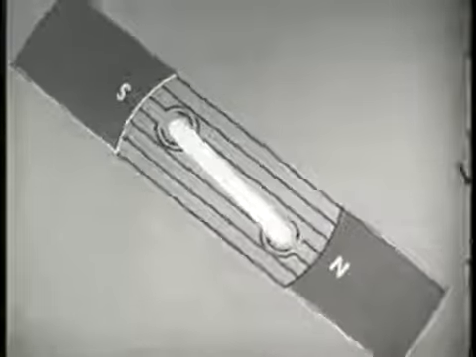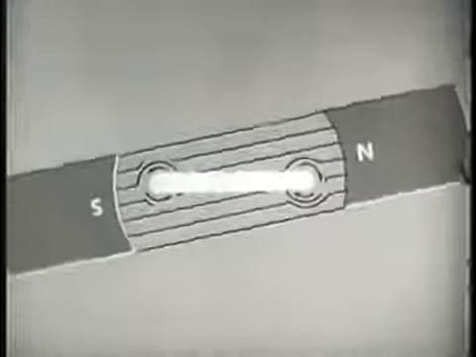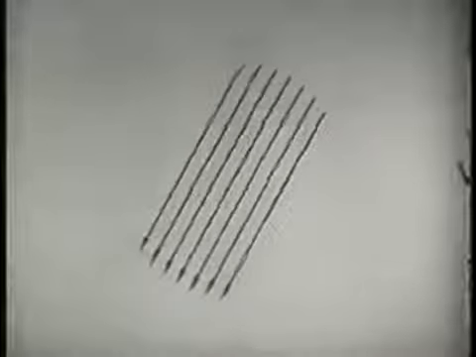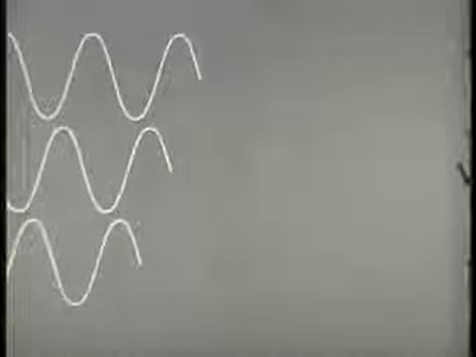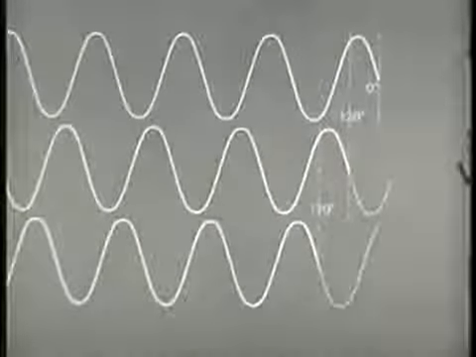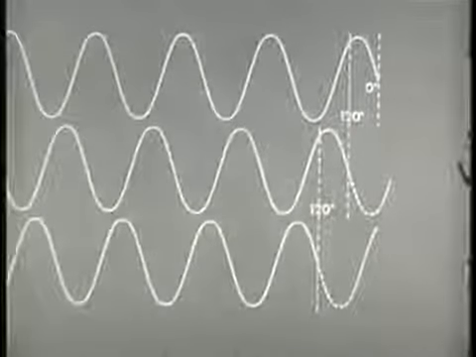So far, we have rotated the field by physical means, which is impractical. It is necessary to find a way to rotate the field electrically. We saw earlier how 3 voltages 120 degrees out of phase were generated. This voltage can be used to rotate the field electrically.